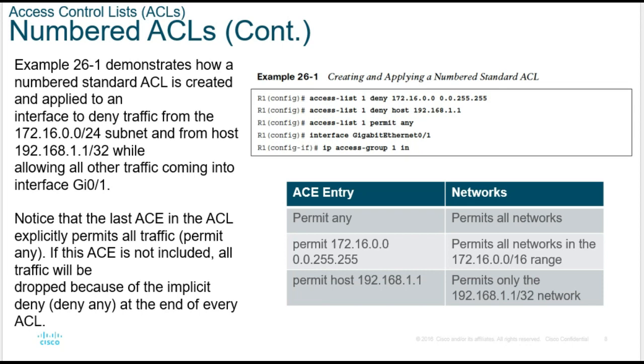Kemudian dalam access list 1 ini kita ada beberapa ACE. ACE yang pertama is deny 172.16.0.0 and the wildcard mask is 0.0.255.255. So the ACE yang kedua adalah deny host 192.168.1.1. So host ini mewakili source address 192.168.1.1 dan wildcard mask dia adalah 0.0.0.0. That means dia mesti match IP 192.168.1.1.